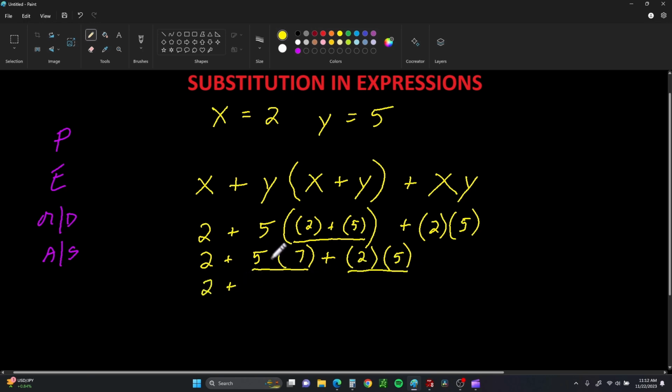So I have 2 plus 5 times 7 is 35. And then 2 times 5 is 10. Now I have addition and addition, so the algebra rule is that I have to go left to right. So first I do 2 plus 35, that's 37, and then I bring down the 10.